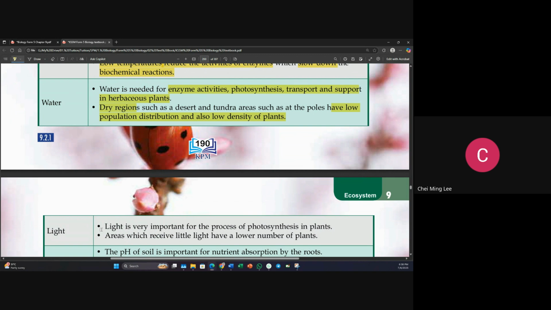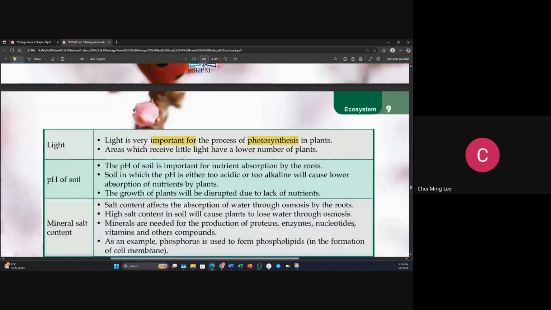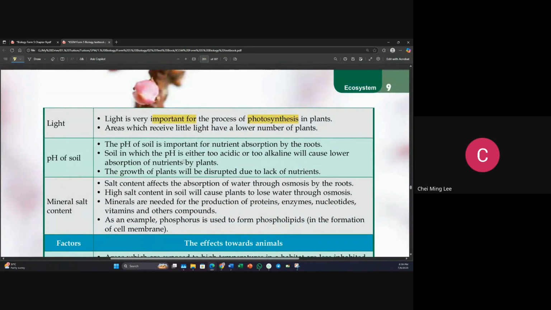While for light, it's important for photosynthesis in plants. So the area which has little light will have lower numbers of plants. Now, the pH of soil. Soil pH is important for nutrient absorption by the roots. When the pH is either too acidic or too alkaline, it will cause lower absorption of nutrients by the plant, and the growth will be disrupted due to lack of nutrients.